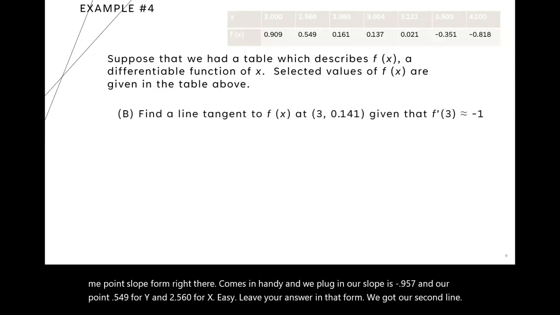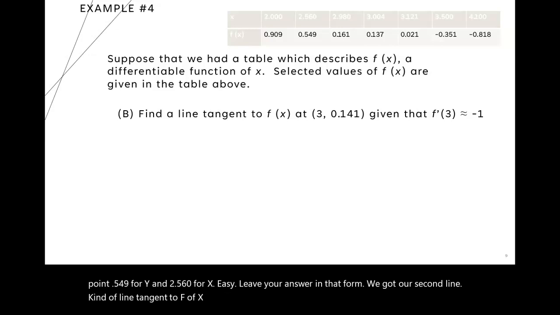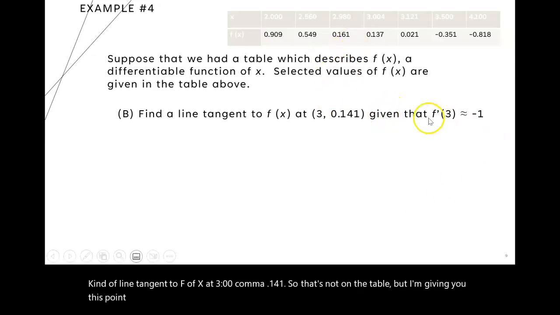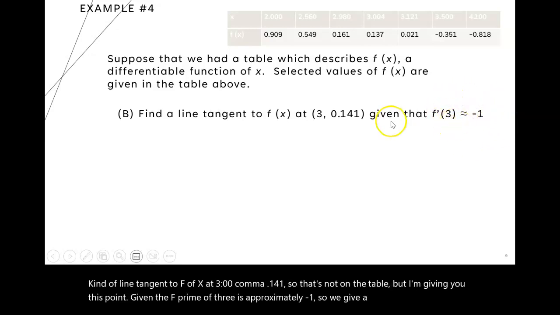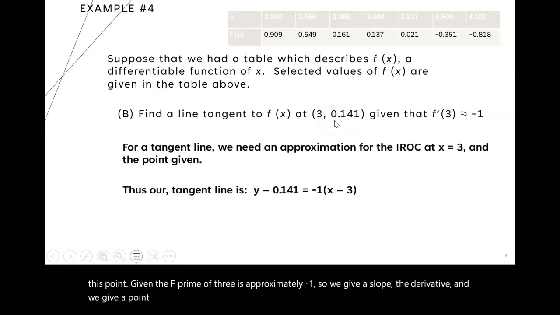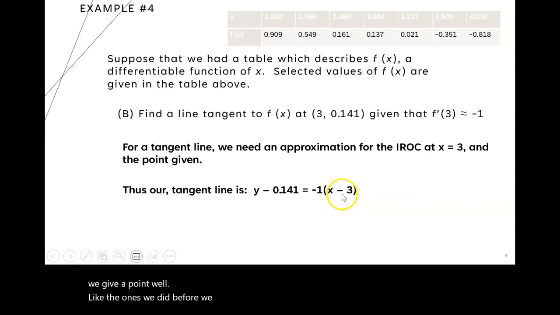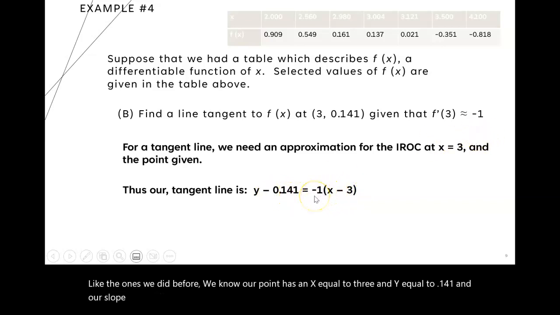Find a line tangent to f of x at 3, 0.141. So that's not in the table, but I'm giving you this point. Given that f prime of 3 is approximately -1, so we give a slope, the derivative, and we give a point. Well, it's like the ones we did before. We know our point has an x equal to 3, a y equal to 0.141, and our slope is -1. That's our IROC, and there's our tangent line. It's beautiful.